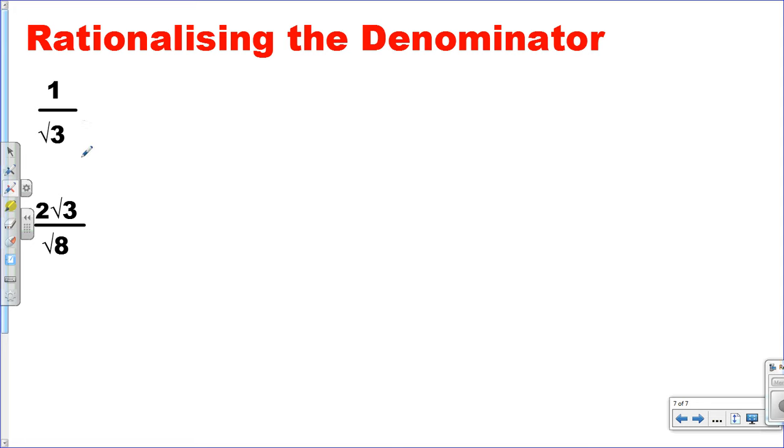So rationalizing the denominator. When we're dealing with fractions, the denominator, which is the bottom number, can never ever be a surd. It can never be a square root. So what we need to do is get rid of these numbers here. How do we get rid of that number? We multiply it by itself. So we would do 3 times square root 3.